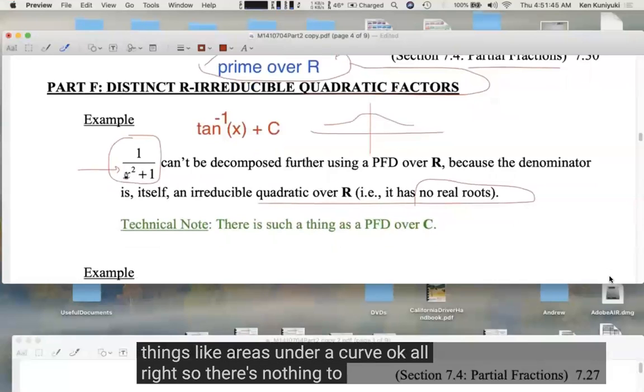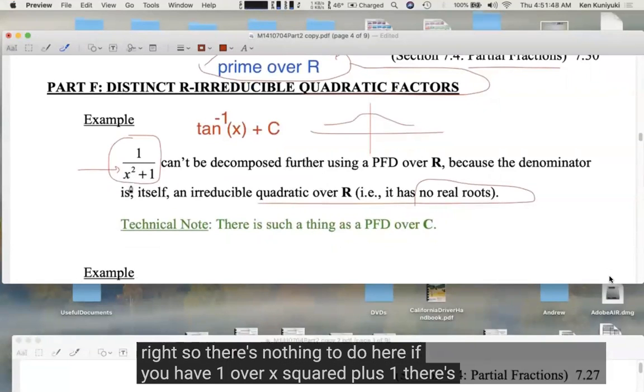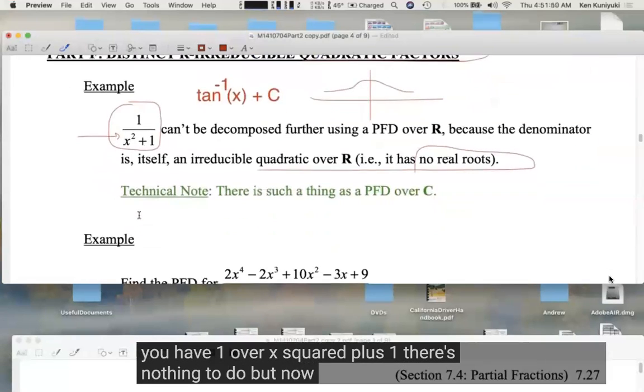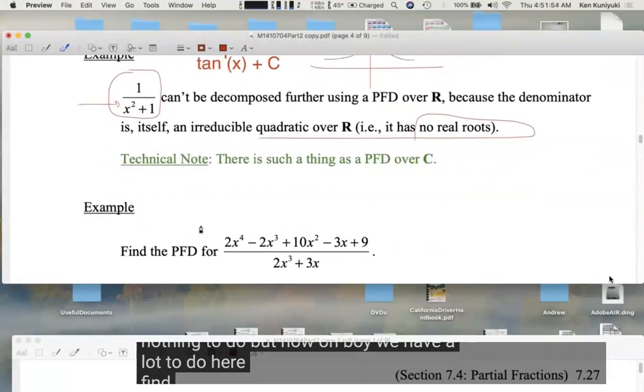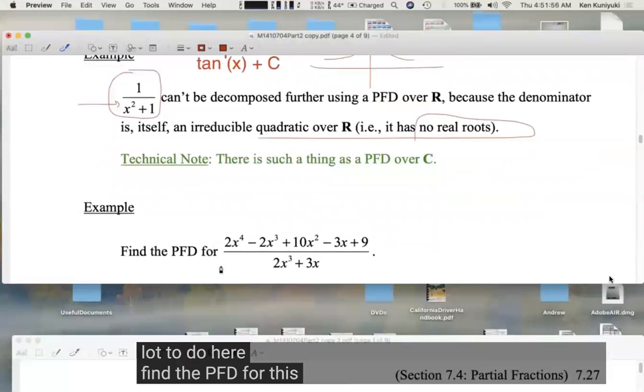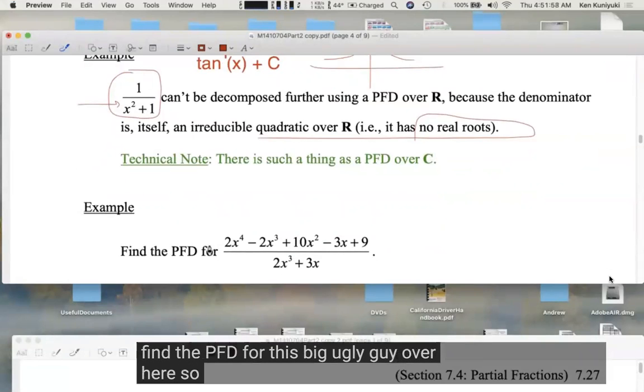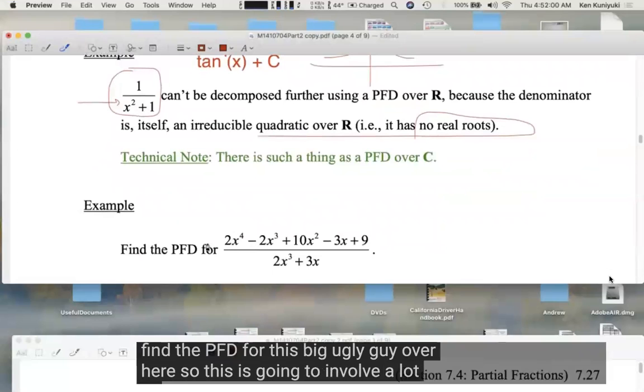Right. So there's nothing to do here. If you have 1 over x squared plus 1, there's nothing to do. But now, oh boy, we have a lot to do here. Find the PFD for this big ugly guy over here. So this is going to involve a lot of work.